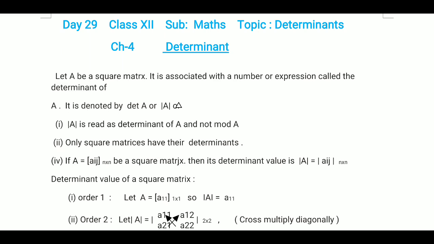If a matrix is not a square, it means it has a different number of rows and columns. We cannot find its determinant value. For a square matrix, the rows and columns must be equal. So, only square matrices have their determinants.